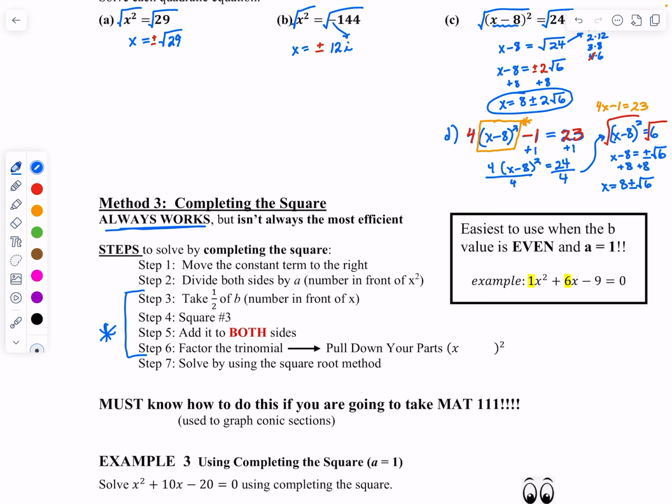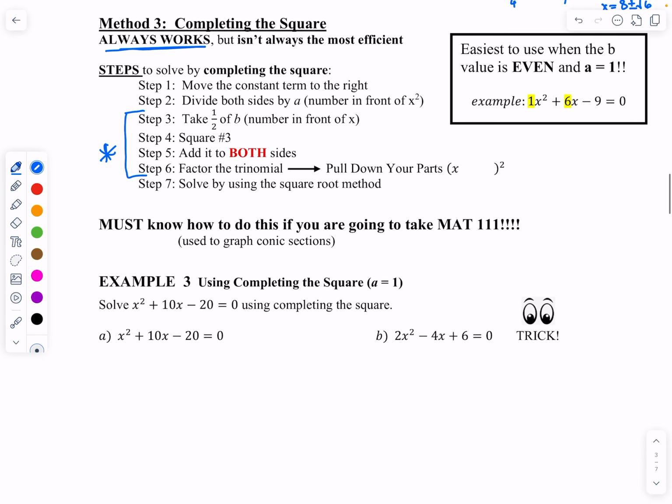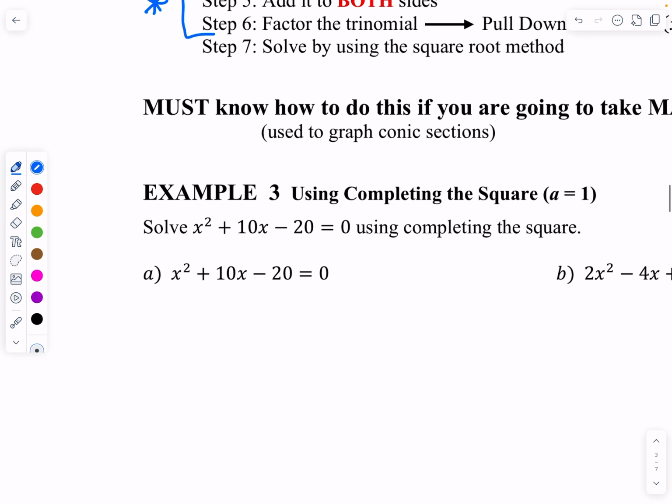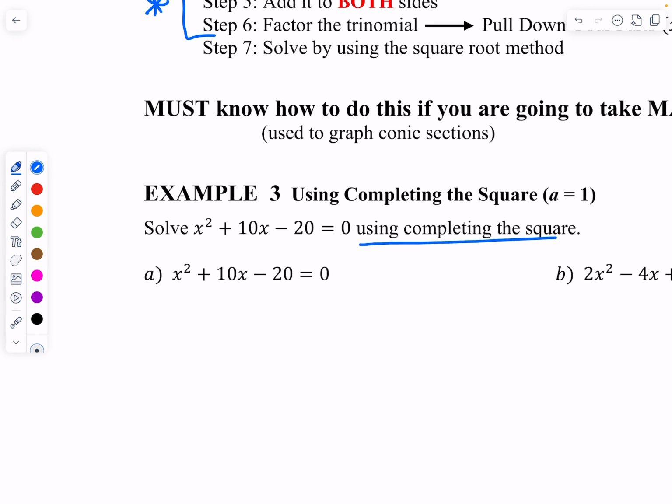I could walk you through each of these steps, but it's easier if I just go ahead and work one for you. Okay, so we are going to solve this using completing the square. And on your test, it's going to say using completing the square. And if you use the quadratic formula, you won't get credit. You've got to use completing the square.